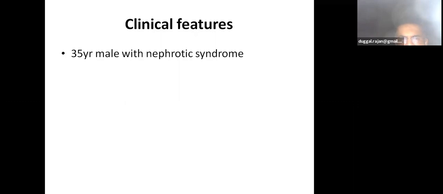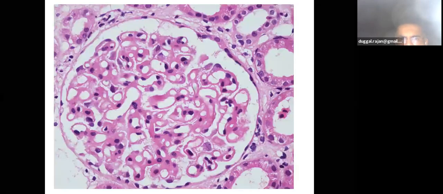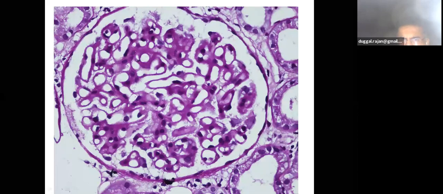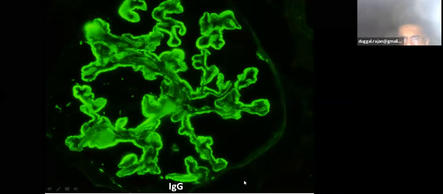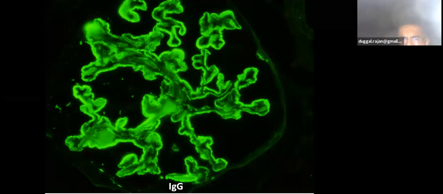Now we come to the second case, a 35-year male with nephrotic syndrome. Look at this morphology. This is an H&E stain. You can see here. This is a PAS stain. This is immunofluorescence IgG. You need to look at the pattern of staining.